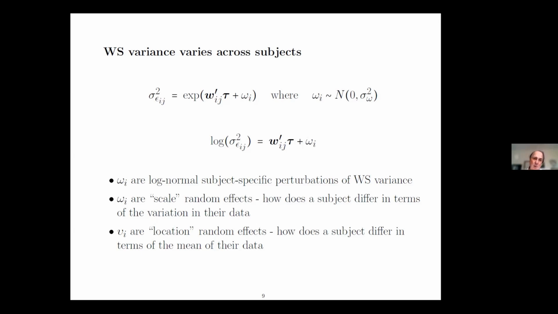And so here we have these second kind of random effects, these ones related to the within subject variance, and I'll refer to these as scale random effects. They indicate how a subject differs in terms of the variation in their data. And they're distinct from these more usual location random effects, the upsilons, which tell us how a subject differs in terms of the mean of their data.